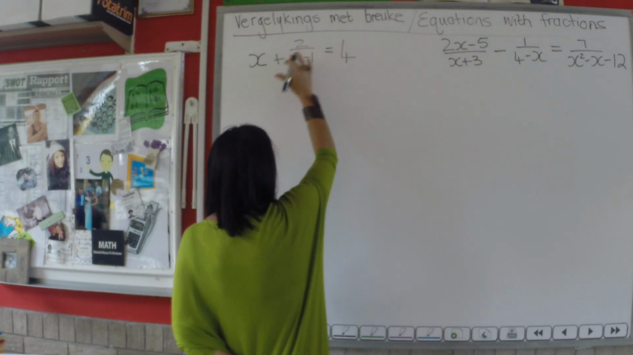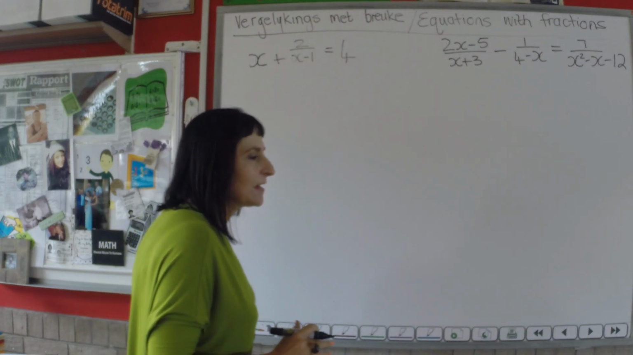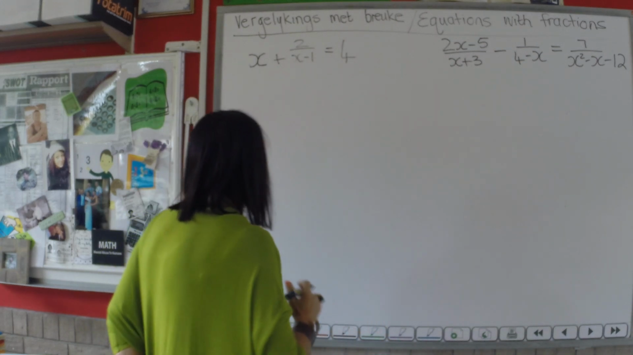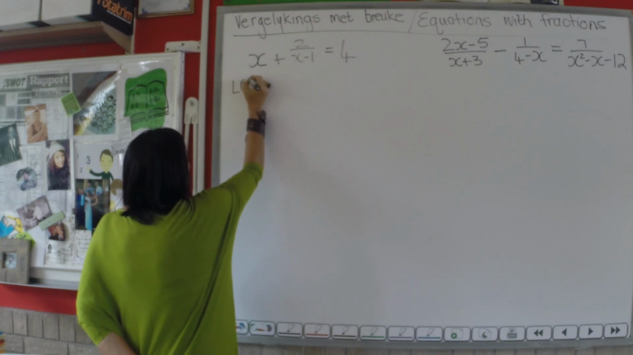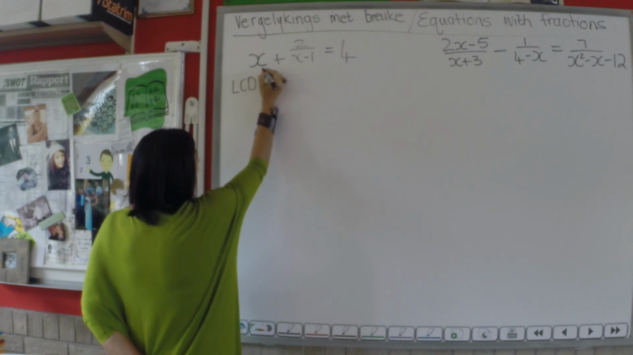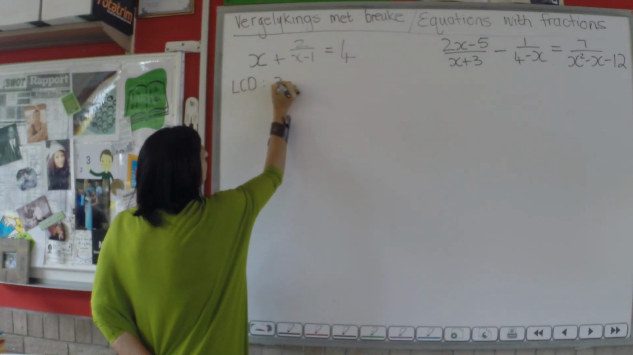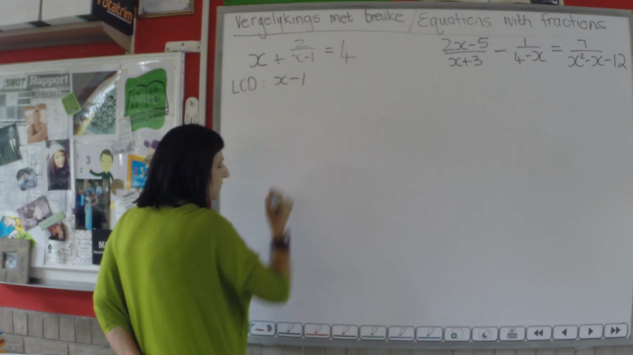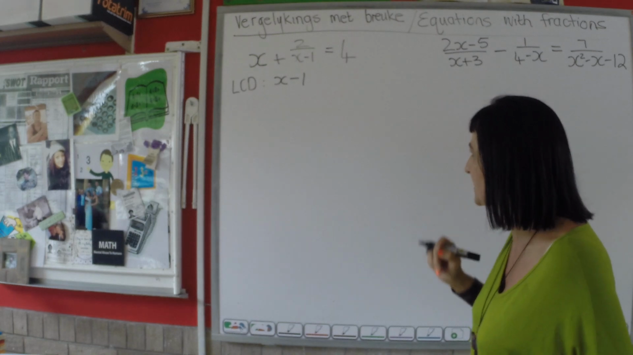So kom ons gaan kyk eers. Ons het 'n vergelyking, there's an equals to in it, there's fractions in it. So the first thing I need to get is an LCD, 'n KGV. Hierdie is ouetjie staan op sy voete, so hy's op 1 en daai ouetjie is op 1, so ons KGV is x min 1. That's the first thing you need to get is your LCD.